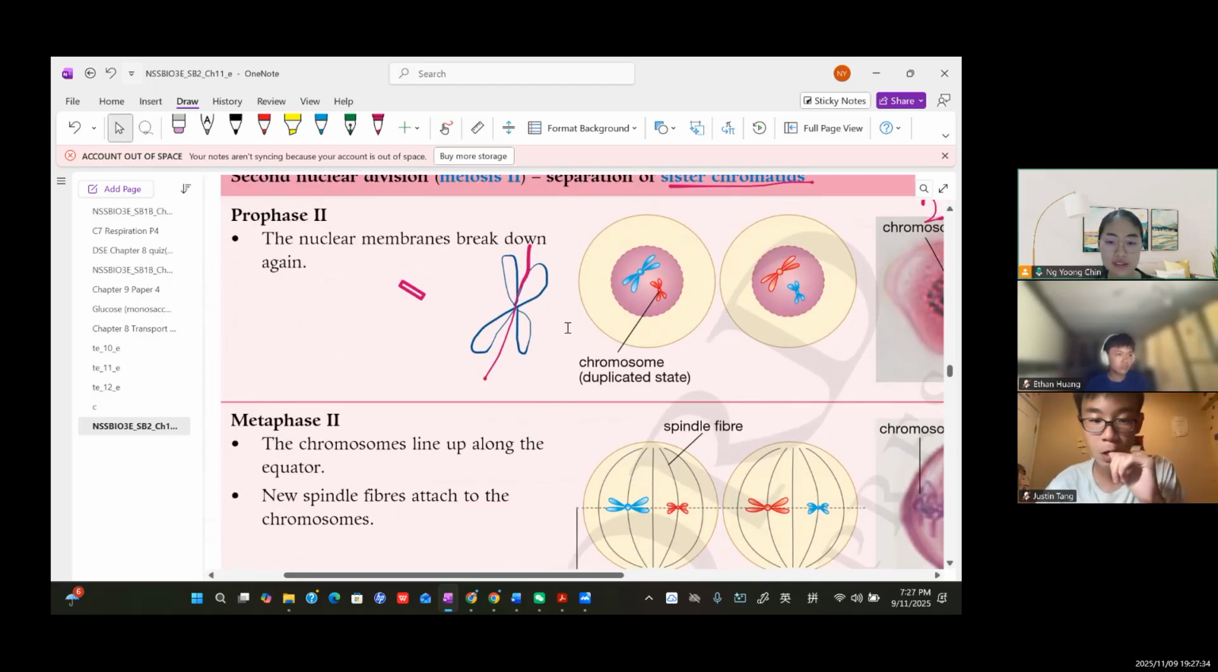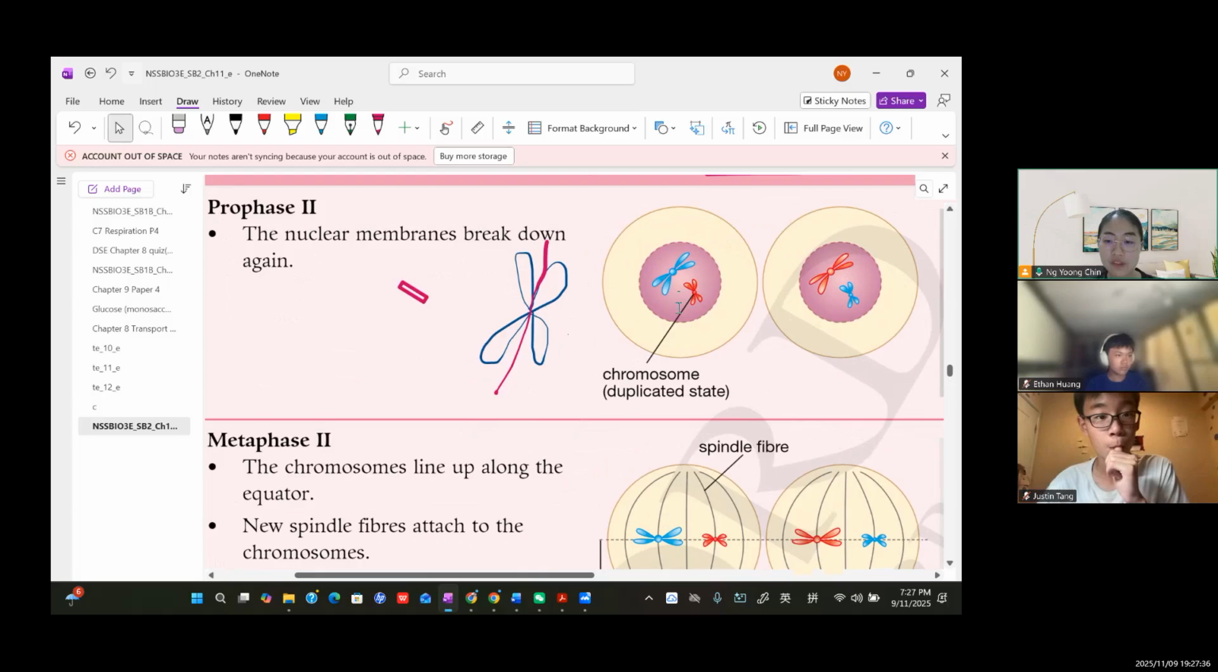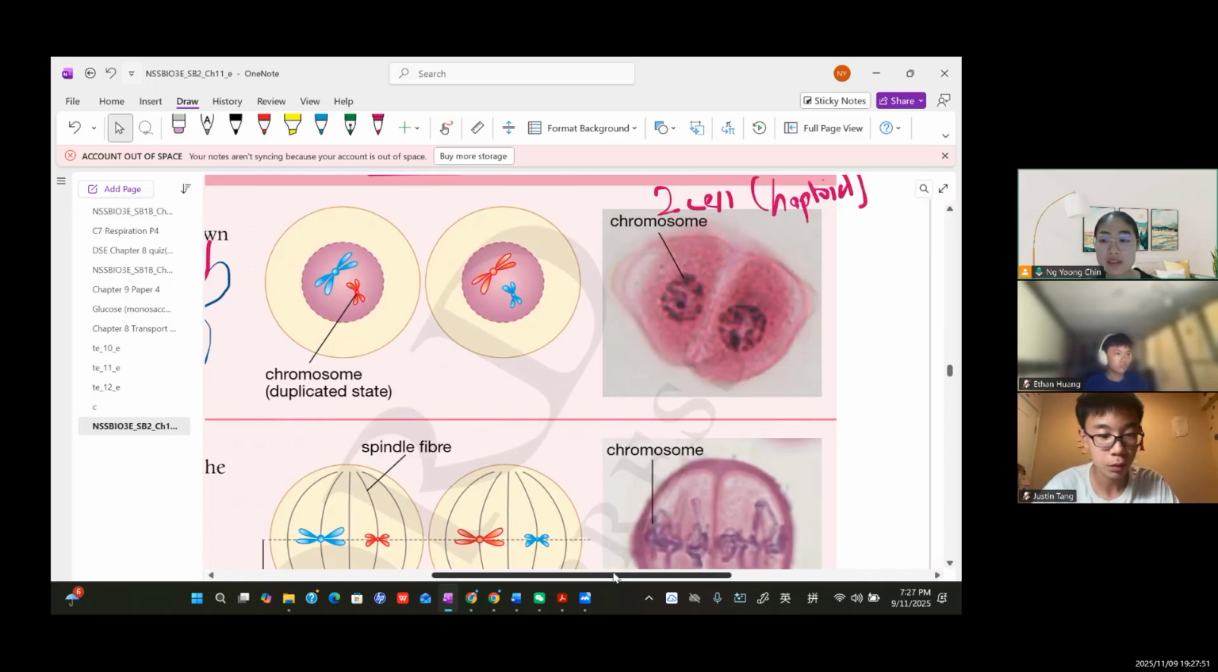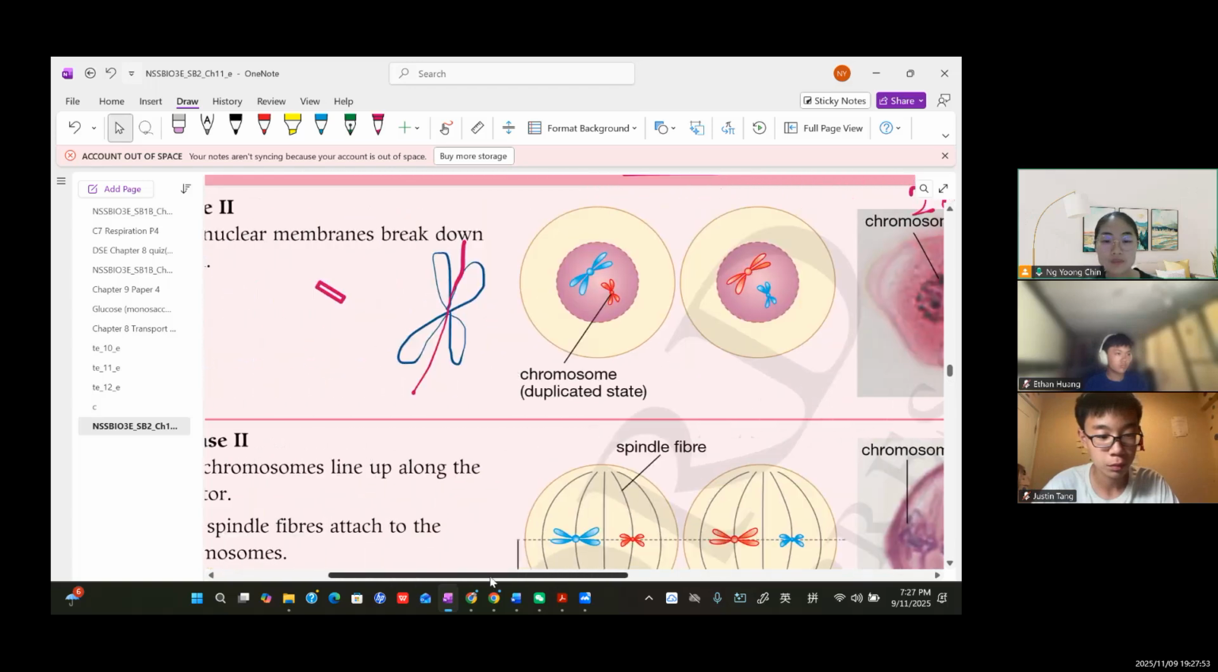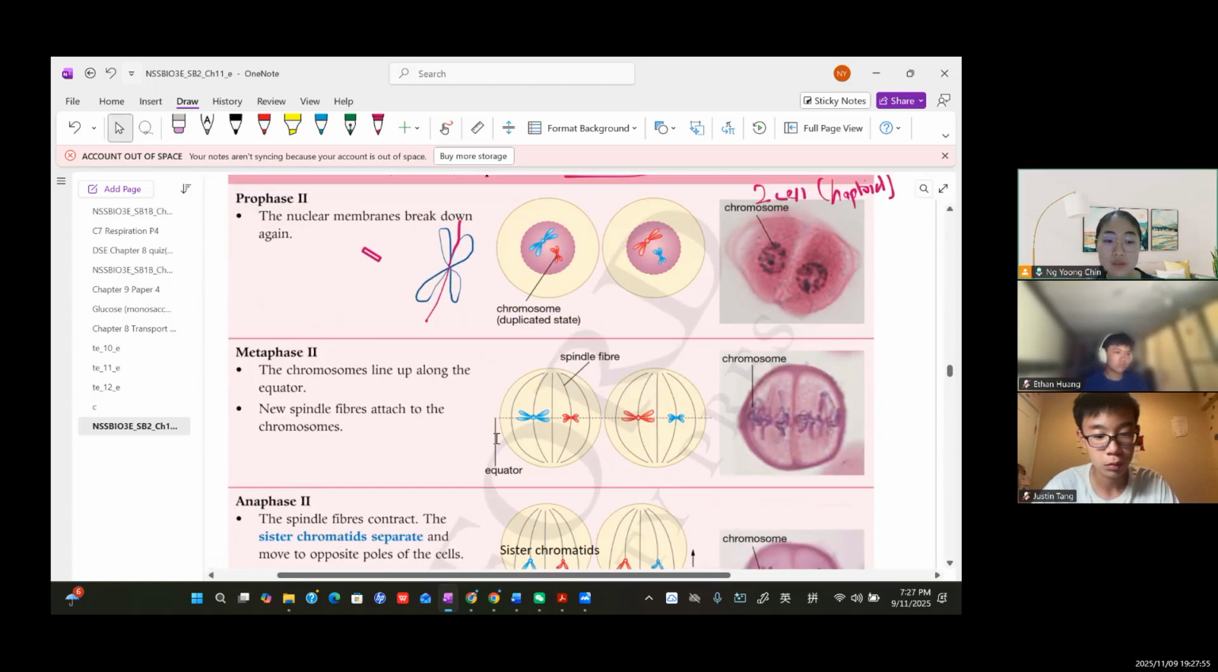So initially it's just like this, okay? Yeah, which is the chromosomes. Each of the cells has a haploid number of chromosomes, because only one set of chromosomes is required. Yeah, so they break down the nuclear membrane again, like in this way, okay, see? And then they will enter the metaphase.